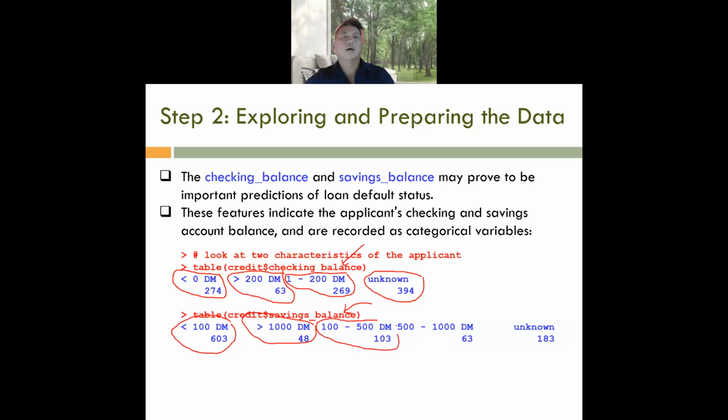We have 103 people who have between 100 and 500 Dutch money. And we have this number of people who have 500 to 1,000. And this is unknown. Okay? The unknown means they are noise.